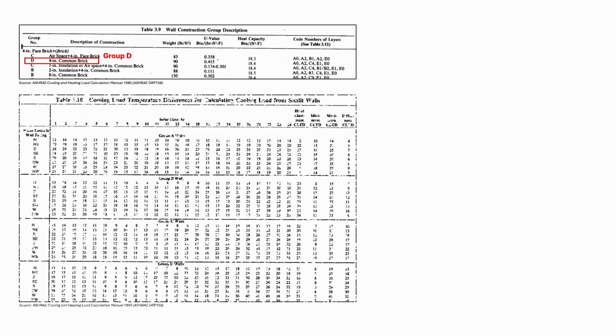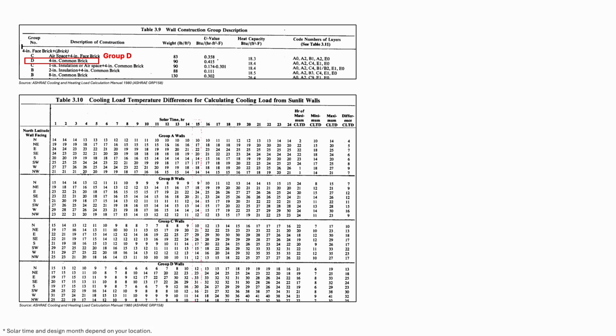To find the CLTD, we first use this table to determine which group our wall falls into. For 4-inch common brick, we are in group D. Next, we use this table to find the CLTD value. For solar time, we use 15, which is 3 PM. The wall is facing the west direction. In group D, the CLTD value is 14.